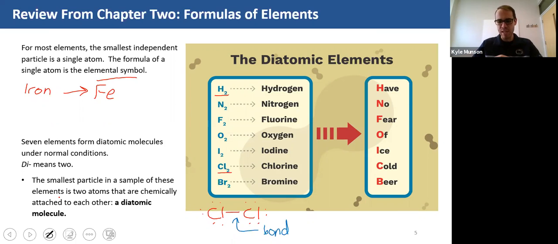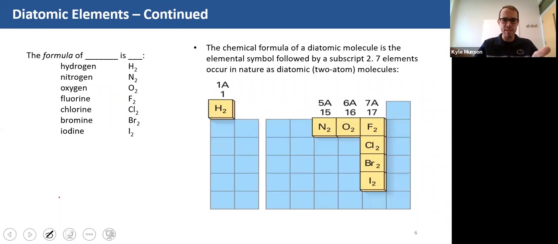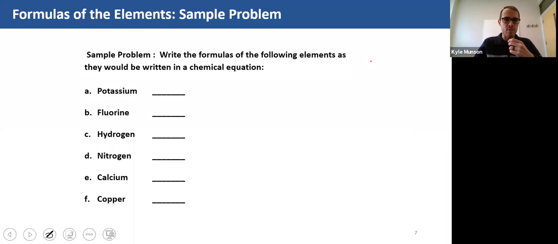On the next slide, this is just them listed out again. So the chemical formula of the diatomic molecules is the elemental symbol followed by a subscript 2. And these are the 7 elements again that occur in nature as diatomic molecules shown here. So this is something that we need to remember. And so when we're writing down the formulas of these elements, we need to keep that in mind.